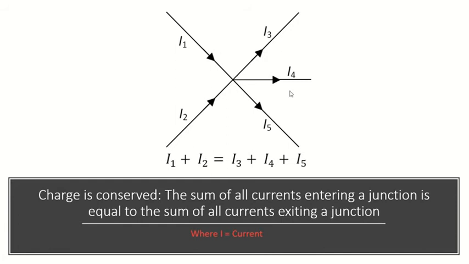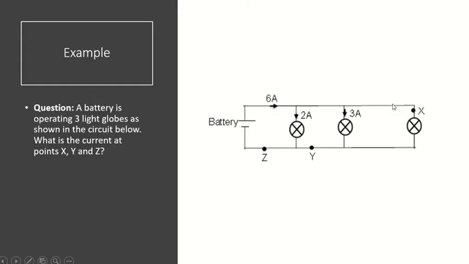So if these currents were 1 amp and 2 amps, and they add up to 3, well then these 3 would also add up to 3. So the sum of these currents, whatever they are, is equal to the sum of these 3 currents. So the sum of all currents entering a junction is equal to the sum of all currents exiting the junction, where I is measured in amps. So that's the first thing we need to know.